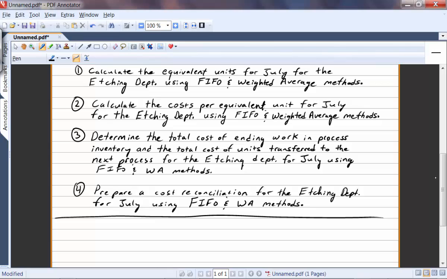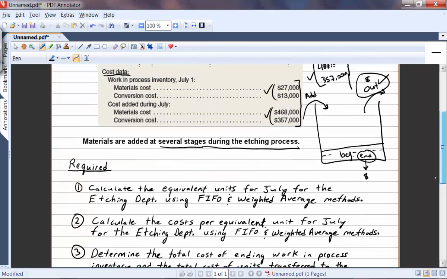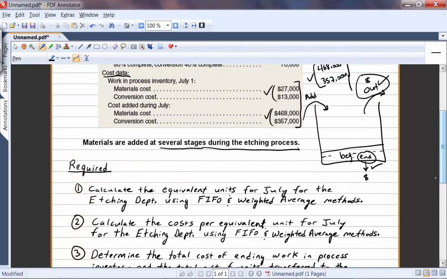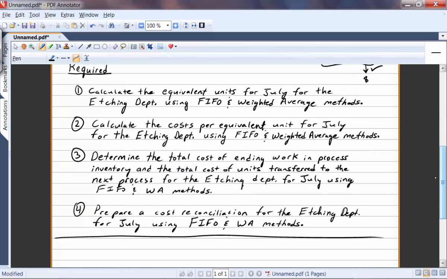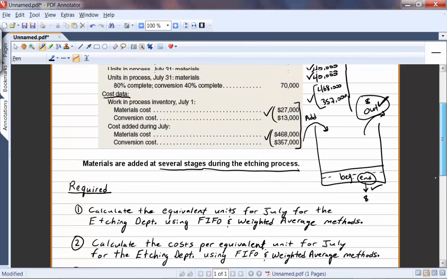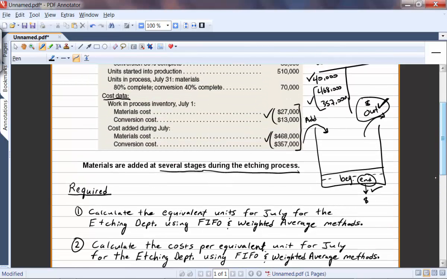And then the third step is determine the total cost of ending WIP and the total cost that was transferred out for both methods. In other words, get an estimate for this and this for both methods. And then step 4 is you can prepare a cost reconciliation. Basically, you just ensure that your estimates for what went out and what went in and what was left added together under either method should still hold.